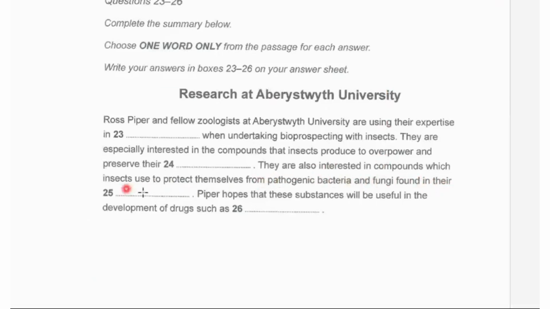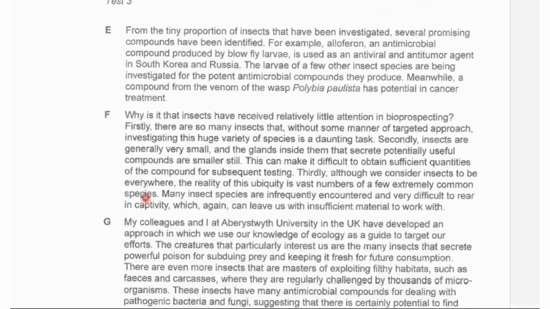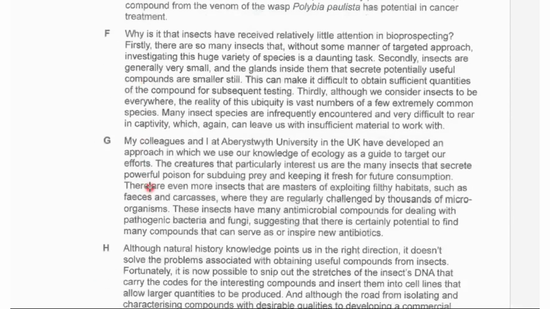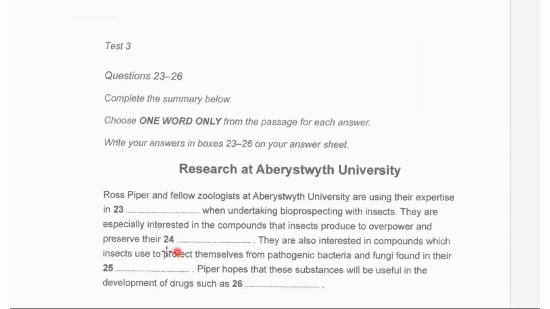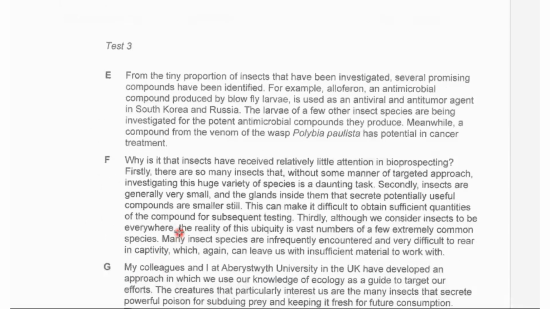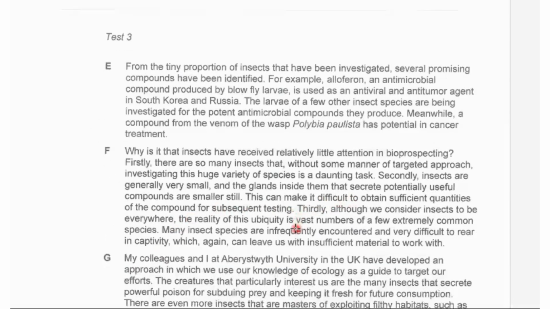Pathogenic bacteria found in their what? Found in their... there are even more insects that are masters of exploiting filthy habitats. They are also interested in compounds which insects use to protect themselves from pathogenic bacteria and fungi found in their habitats. Yes, habitat is the answer. Habitats.